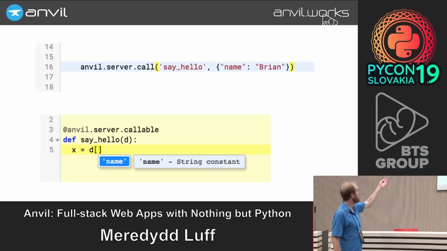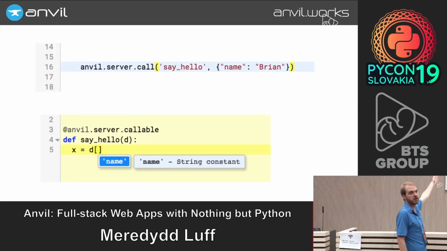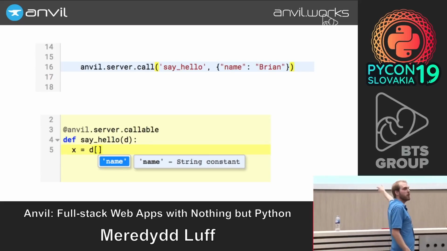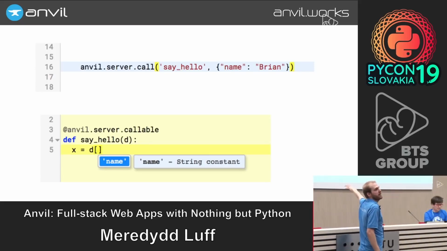Anyway, here's an example, right? We have a server function called sayHello. We're passing a dictionary into it, and we really want to be able to autocomplete the arguments in this.